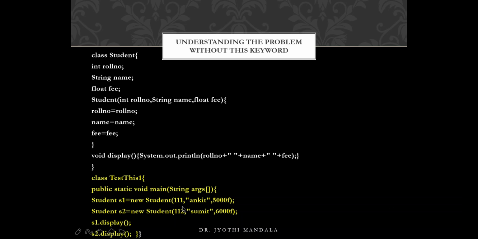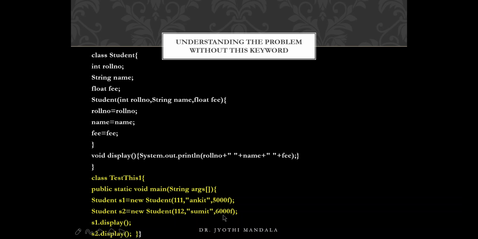We already learned about the constructor in detail. Now whenever you pass values, we expect these three values to be assigned to these three variables. Then whenever you use the s1.display method, we expect an output of roll number, name, and fee, whatever we have sent for the s1 object. Similarly for the s2 object we have given three different values, and when we call the display method, we expect the output of those three values.